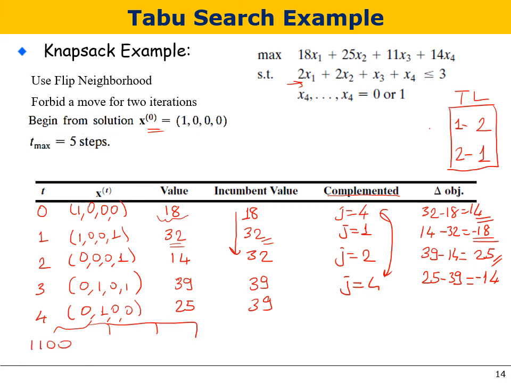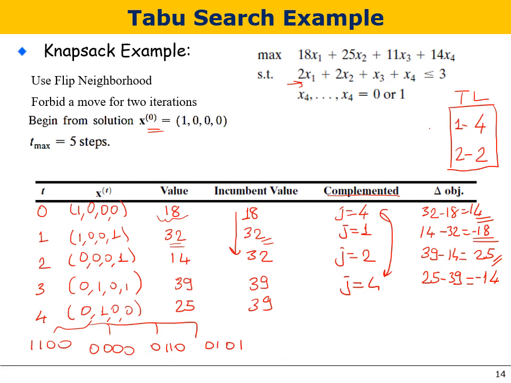The second one is 0, 0, 0, 0. Third one is 0, 1, 1, 0. And the fourth one is 0, 1, 0, 1. And of course, we need to update the Tabu list. So what happens to this second position? It is out of the list. The first position moves to second, and the new shift, the new move enters at the top of the list.